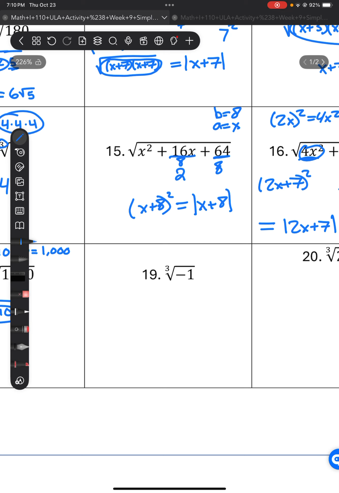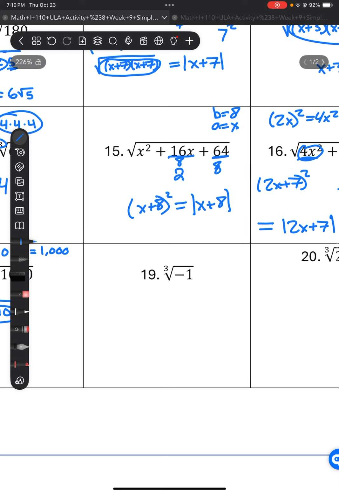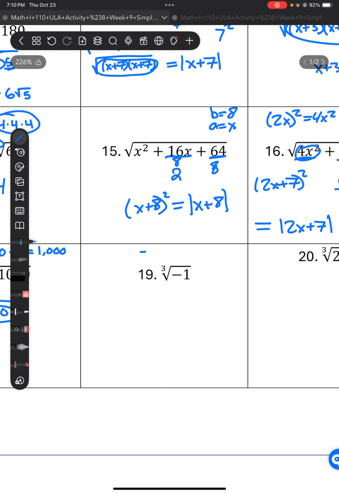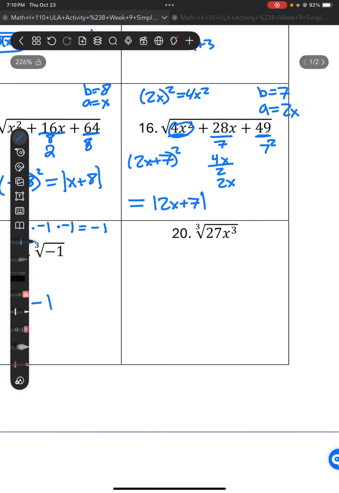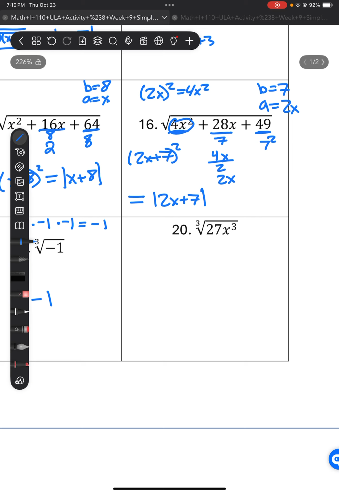All right, same thing with 19. It's a cube root, right, with negative 1. So thinking that same thing, right, negative 1 times negative 1 times negative 1 will get us negative 1. So we just know this answer is just negative 1. When you see a 1, the root is always going to be probably the same thing under there. All right, number 20, our final one.